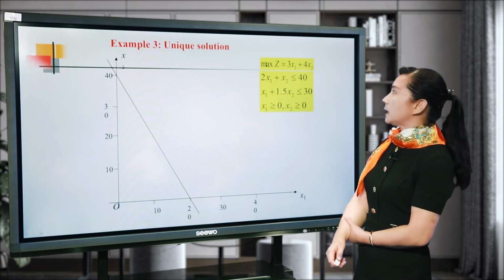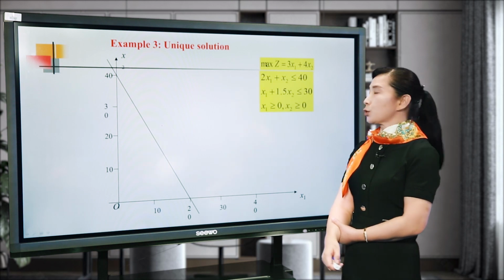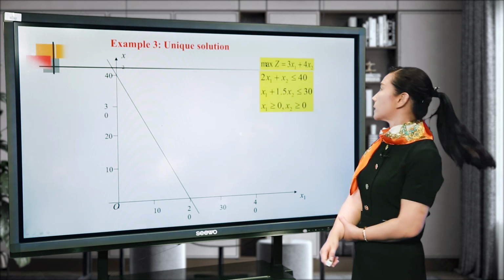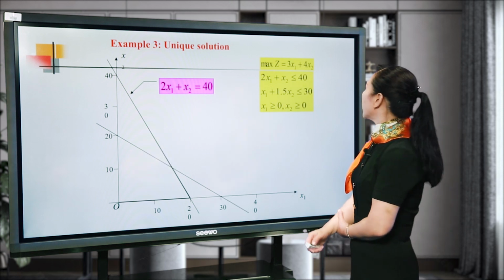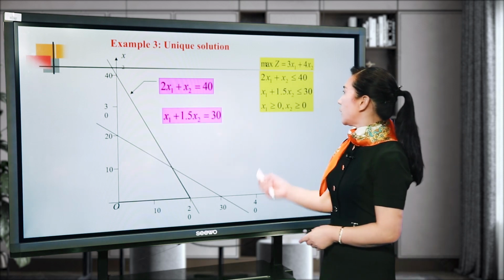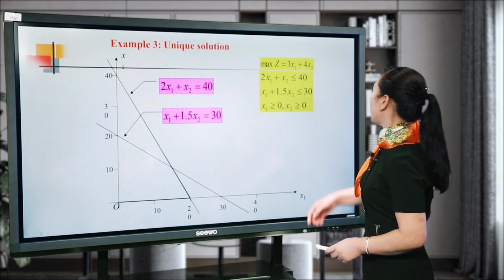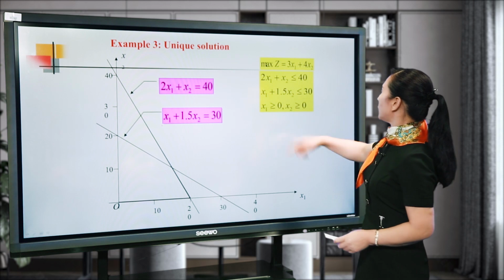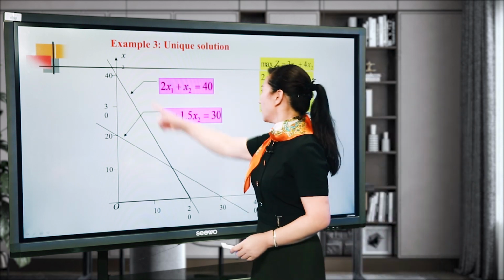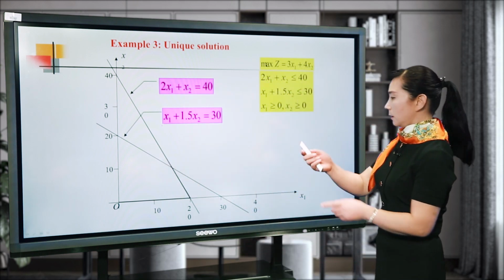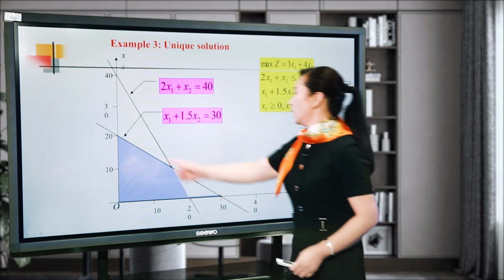And we see another example, example 3. Example 3 is similar to the former two examples, so we introduce it rapidly. We draw each of these constraint lines. We set them equal to 14 and 13, and draw this line and this line, and we determine the feasible range, and this is the feasible range.